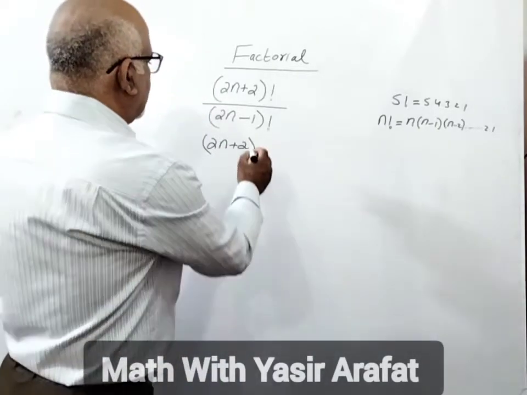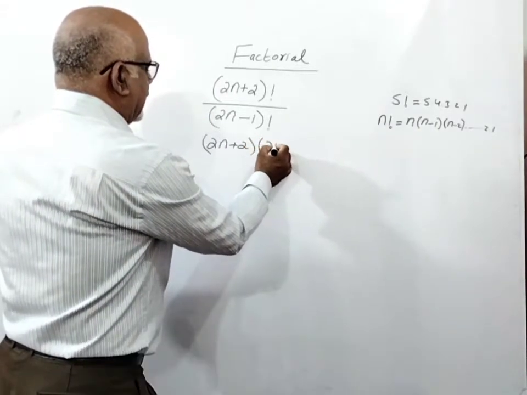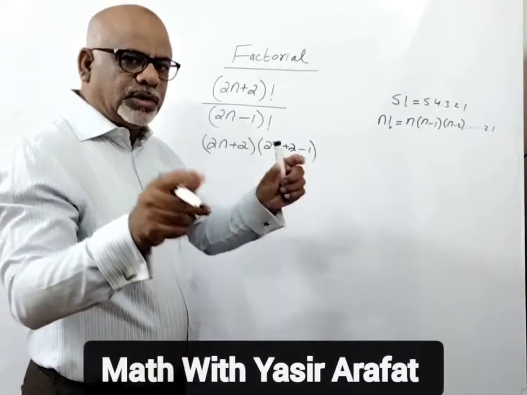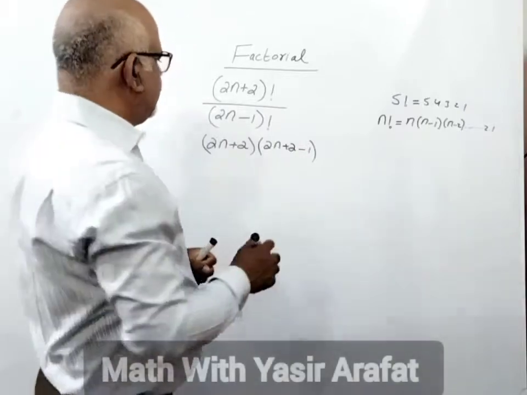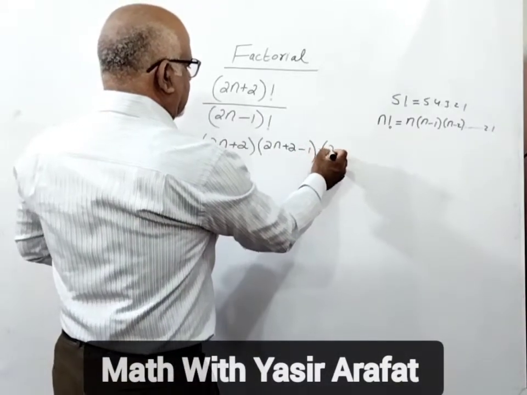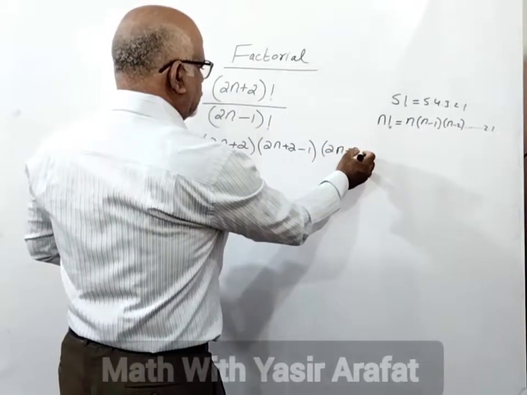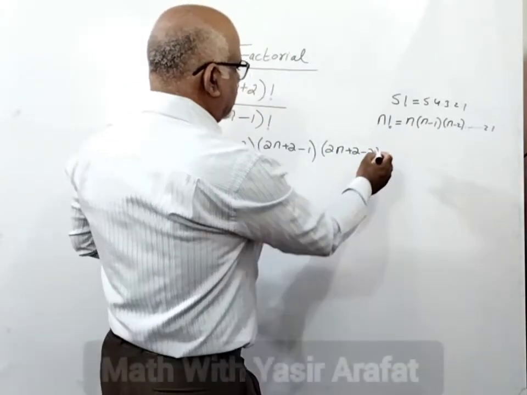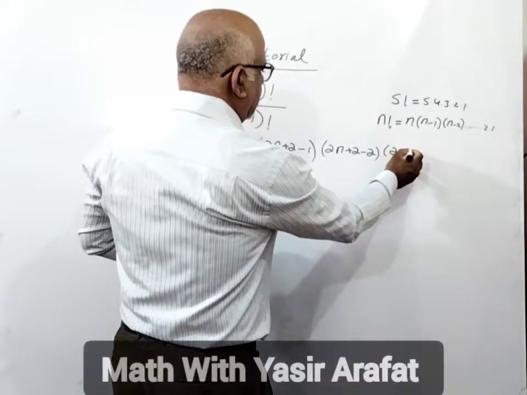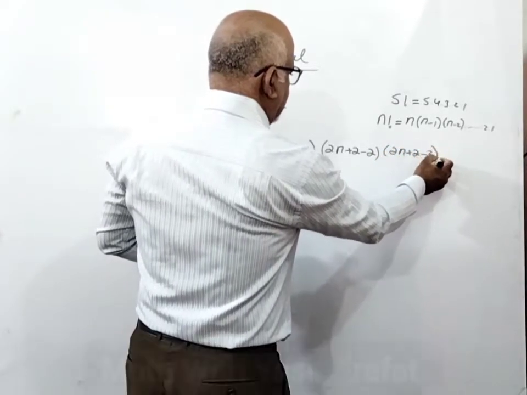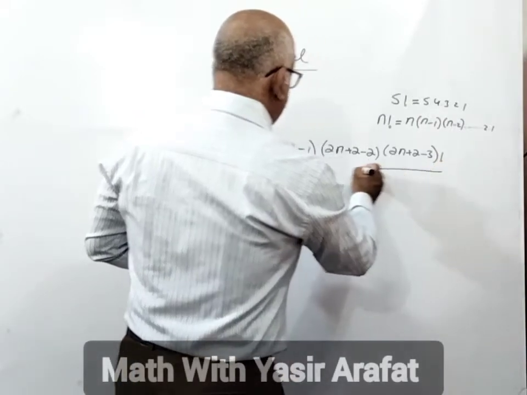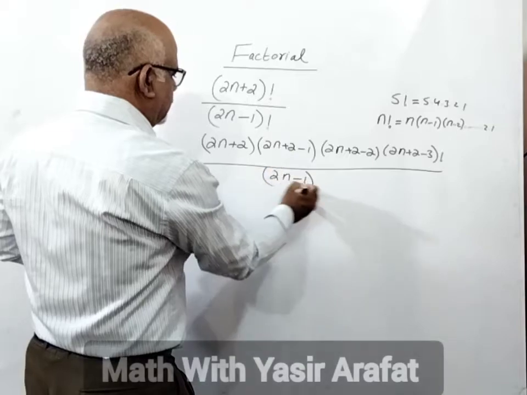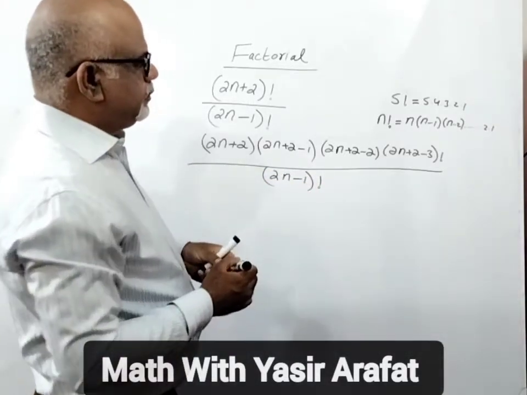2n plus 2. n minus 1, that means 2n plus 2 minus 1. 2n plus 2 we are going to consider as n. Then this is 2n plus 2 minus 2. Then this is 2n plus 2 minus 3, and here we have to stop this factorial. This is 2n minus 1 to the whole factorial.